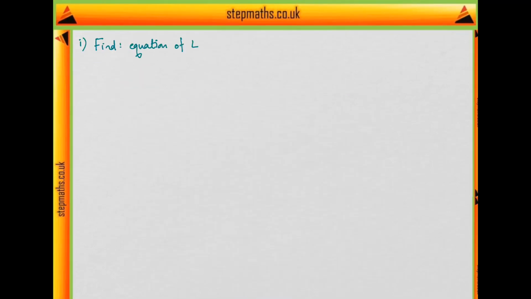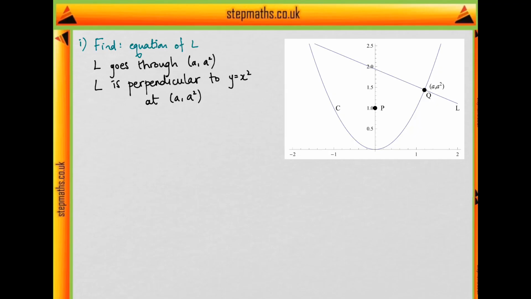So in part 1, we just need to find the equation of L. We know that L goes through the point Q, which is (a, a squared), and we also know that L is perpendicular to the curve y equals x squared at this point. L is a straight line, so we can just use this formula for the equation of a straight line, or you can also use y equals mx plus c if you prefer. To use these equations, we're going to need to know the gradient m of L.